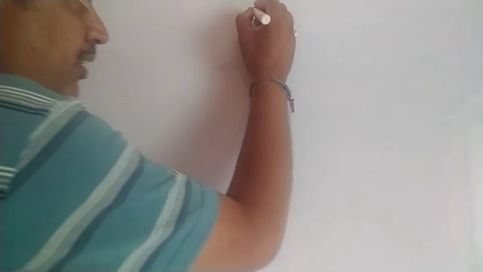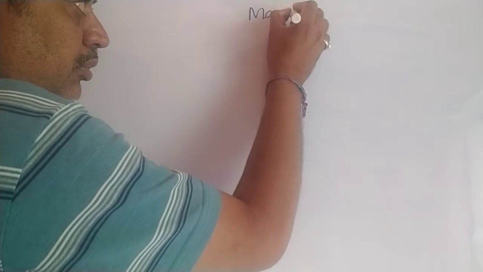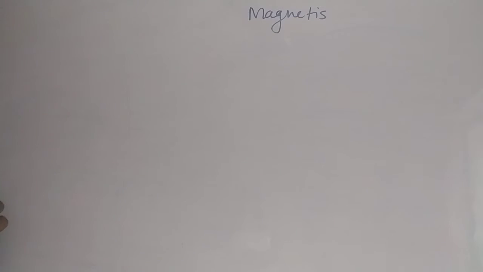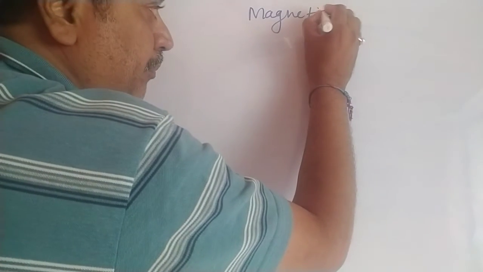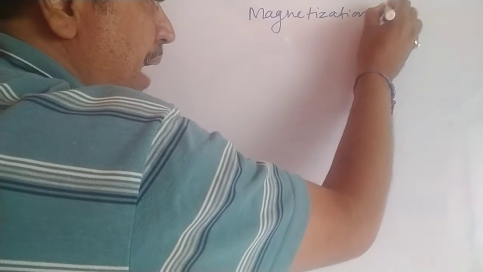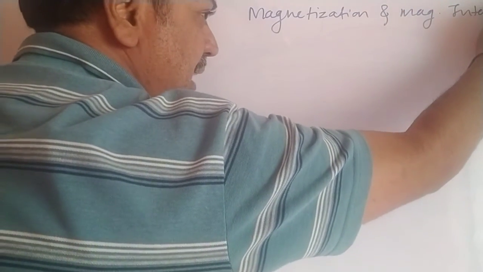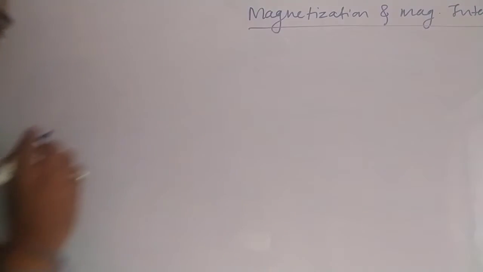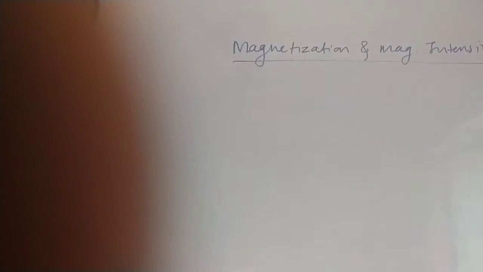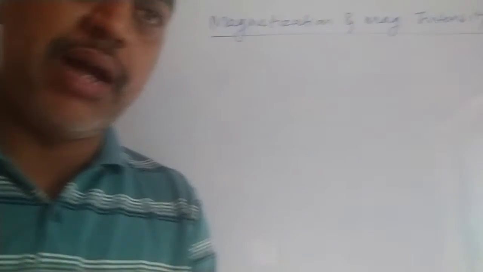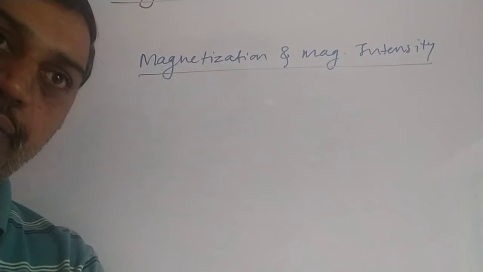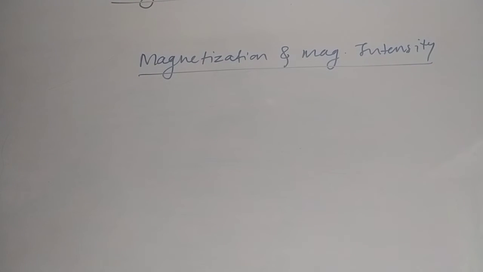Now let's go to the next topic of the chapter, which is the last topic: magnetization and magnetic intensity. What exactly is magnetization? What is meant by magnetic intensity? That is what we have to learn under this topic.